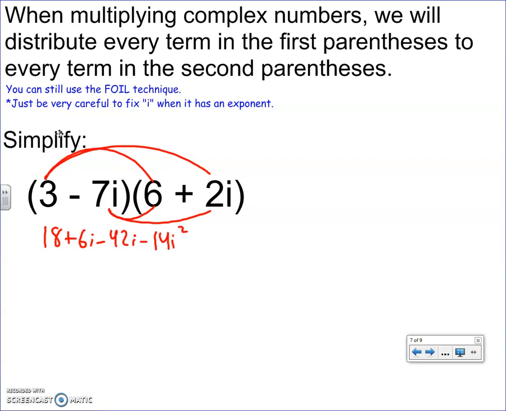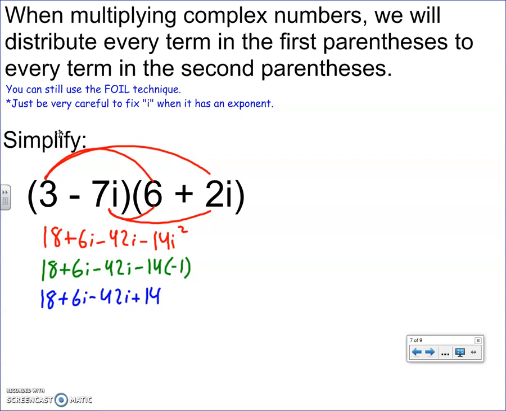So I actually want to fix i right away. I'm going to leave everything alone. But we know i squared is negative 1. So if I fix that, this is really 18 plus 6i minus 42i. And negative 14 times negative 1 is positive 14. Basically, i squared always changes the sign of the number it's on.